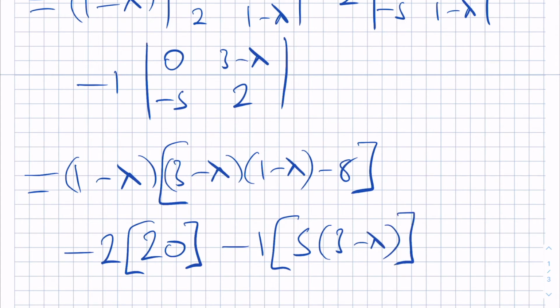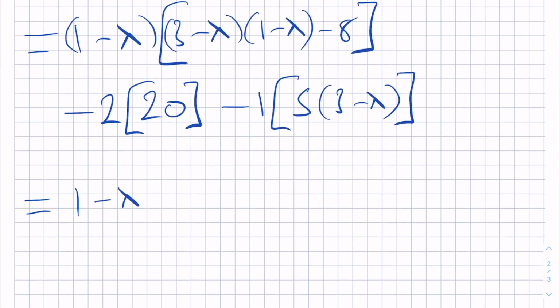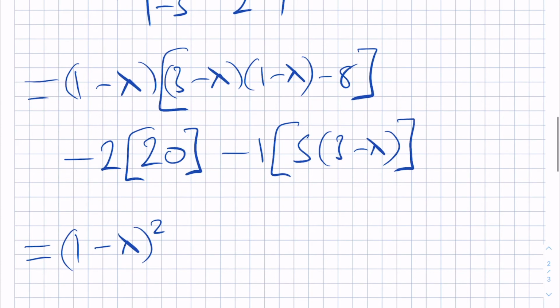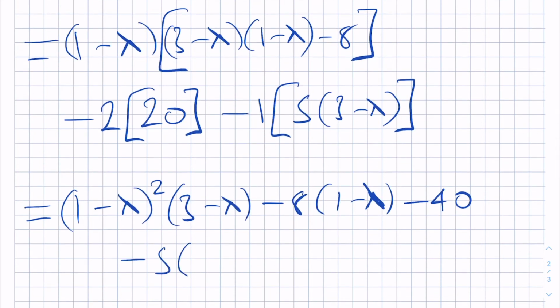Next, we can expand out this square bracket here because there are more than one term in that square bracket. And so we get 1 minus lambda all squared from the extra 1 minus lambda in here with a 3 minus lambda and then a minus 8 times 1 minus lambda. Let's also expand out these things here, and so we have a minus 40, and we have a minus 5 times 3 minus lambda.